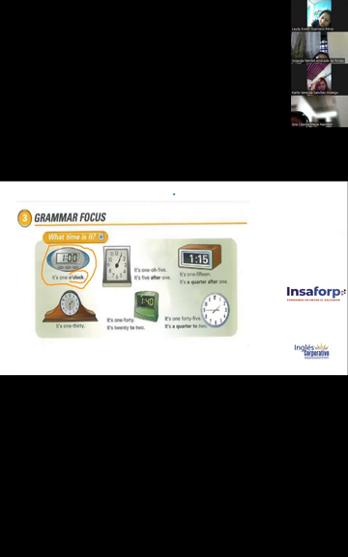1 o'clock, 2 o'clock, 3 o'clock, 4 o'clock, 5 o'clock, 6 o'clock. ¿Cómo digo yo las 7 en punto? 7 o'clock. Yes, 7 o'clock. How can I say in English, 5 en punto? 5 o'clock. Excellent.